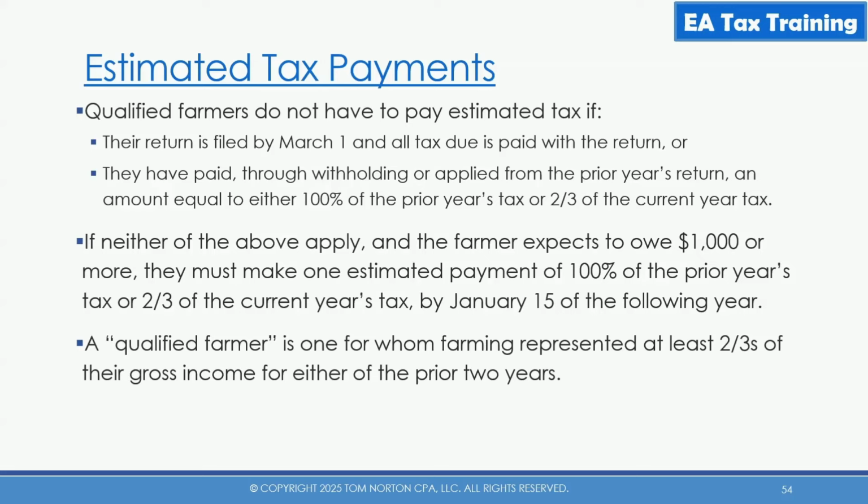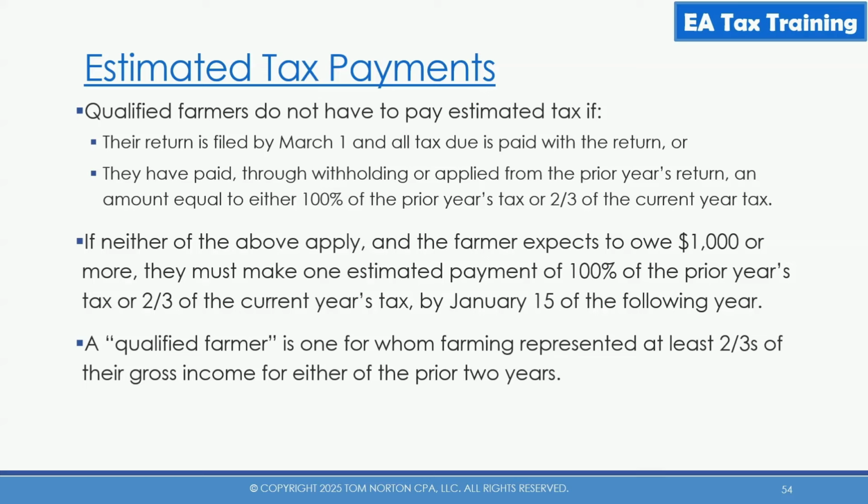But if they can get their return done and filed and the tax paid by March 1st, then they don't have to pay any estimated payments and they don't have to worry about underpayment penalties or interest. Or even if they don't file by March 1st, if they have paid through withholding or from applying a refund from a prior year's return to the current year, an amount equal to either 100% of the prior year's tax or 2/3 of the current year's tax, then again, no underpayment penalties or interest.